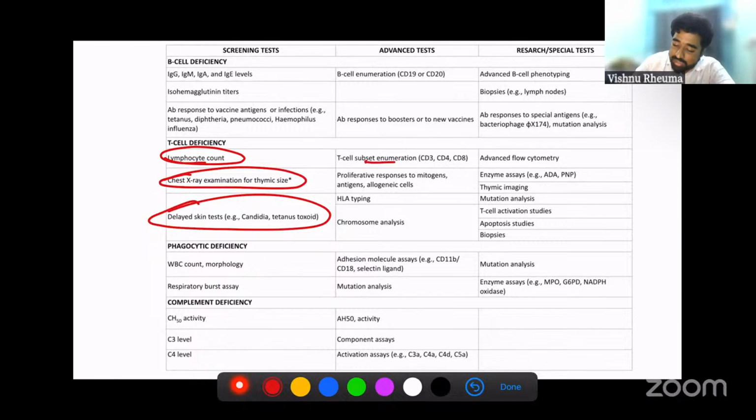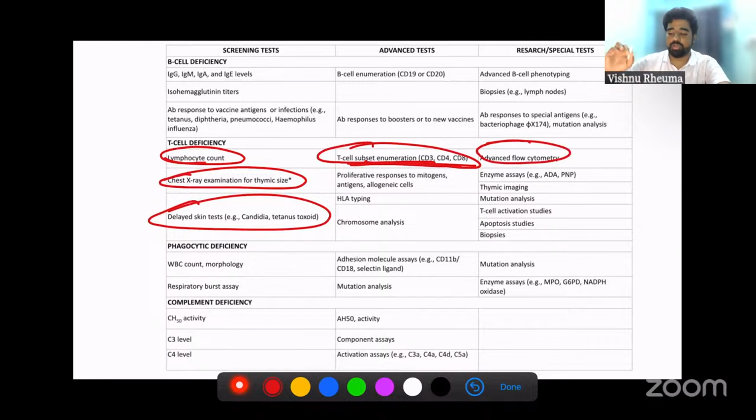Then advanced tests: T cell subset enumeration, that is how many T cells, how many Th cells, how many Th1 cells, Th2 cells there are, all of that you can do. CD3 is your basic T cell marker, then CD4 is the Th cell marker, and CD8 the Tc cell marker. This much is your advanced. But if you're doing Th1, Th2, Th17, then that is advanced flow cytometry. That is your research-based test or special test.